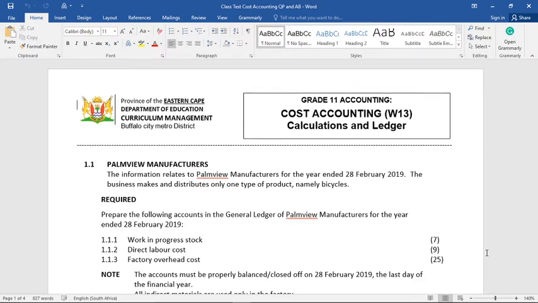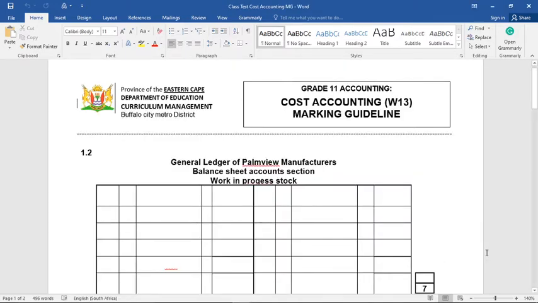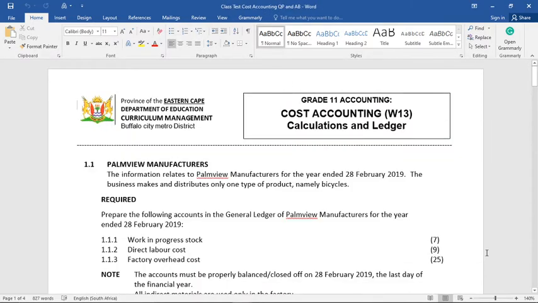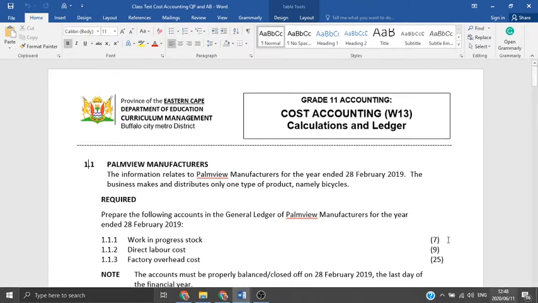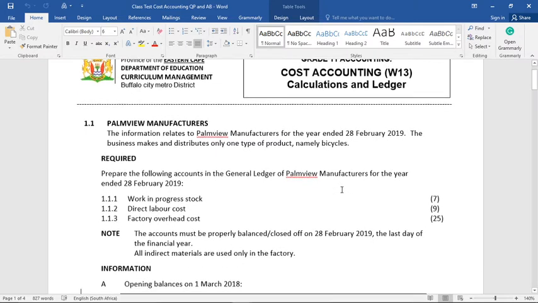Okay, so the question paper is here in front of us. I'm going to be going through the answer bit by bit as well and just talking through various things. Okay, so here's the question. Palmview manufacturers. The information relates to Palmview manufacturers for the year ended 28th February 2019. The business makes and distributes only one type of product, namely bicycles.